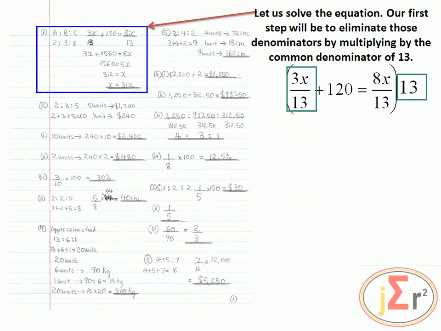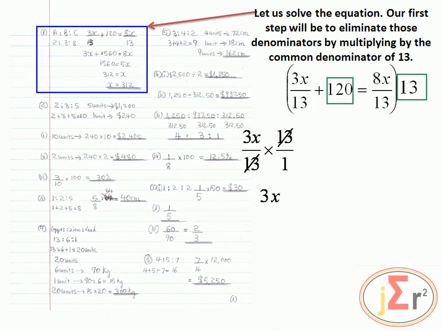But before we write it down, let us take a look at it under the microscope so that it can be clarified for those students who want to take a second look at it. So we take the 3x over 13, multiply that by 13, and what happens? Those 13 will cancel or eliminate each other, and we have 3x over 1. Any number divided by 1 is equal to that same number, 3x.